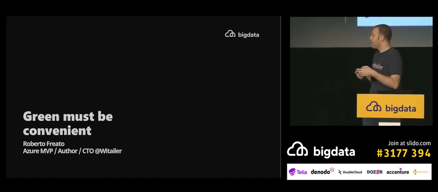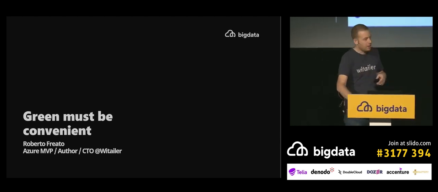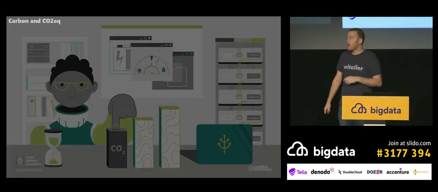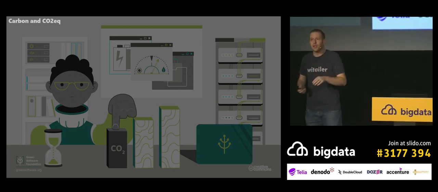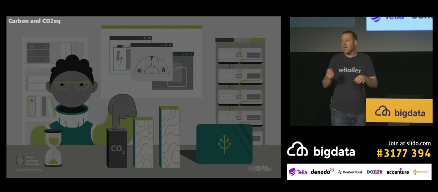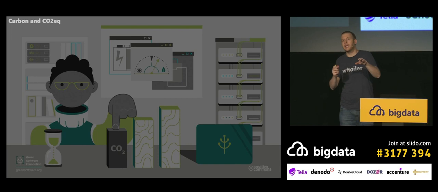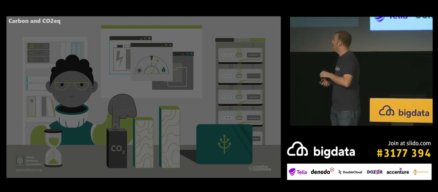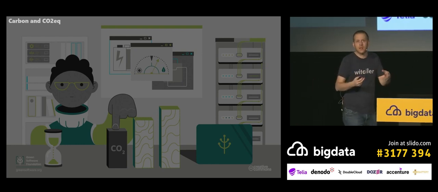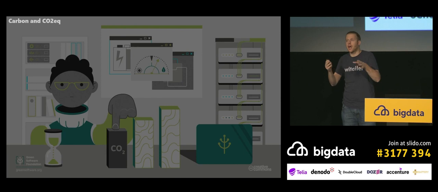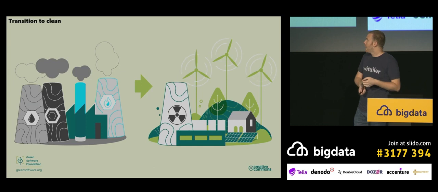Today, we are going to introduce the main points of the Green Software Foundation. But before, I just want to give you a couple of clarifications. In this session, we are going to talk about carbon and CO2. Carbon is the element, we all know it, and CO2 is the gas that we emit with human activities. I apologize because I will use them interchangeably.